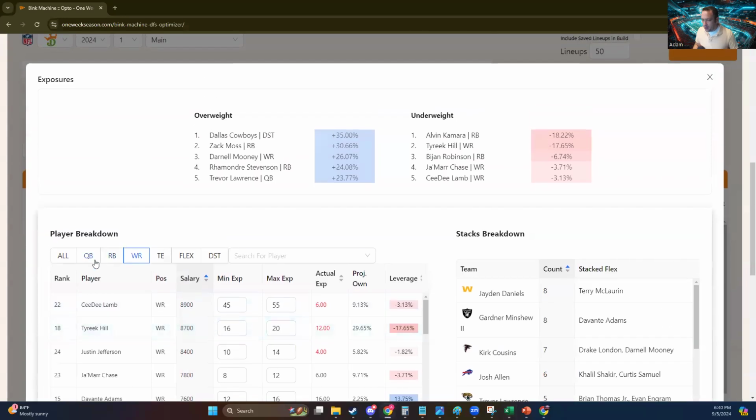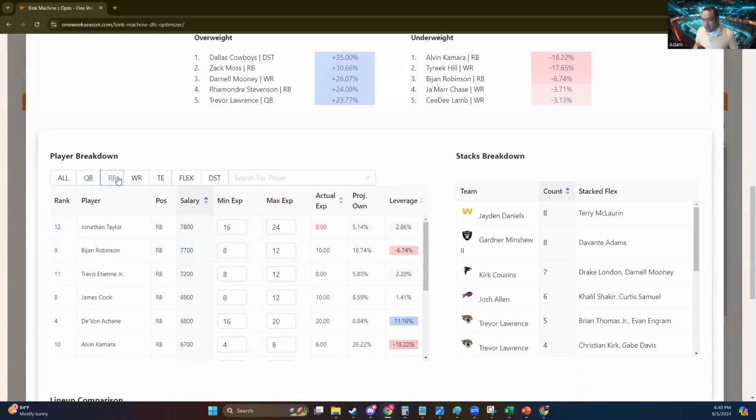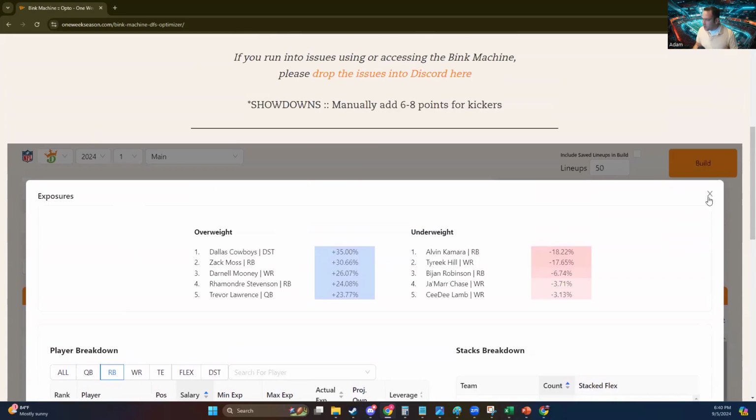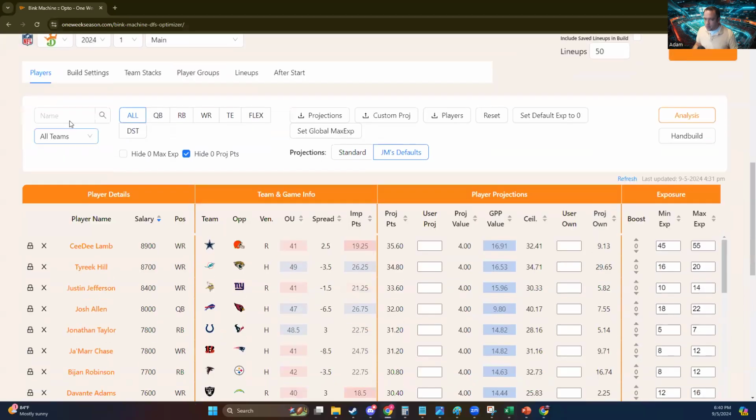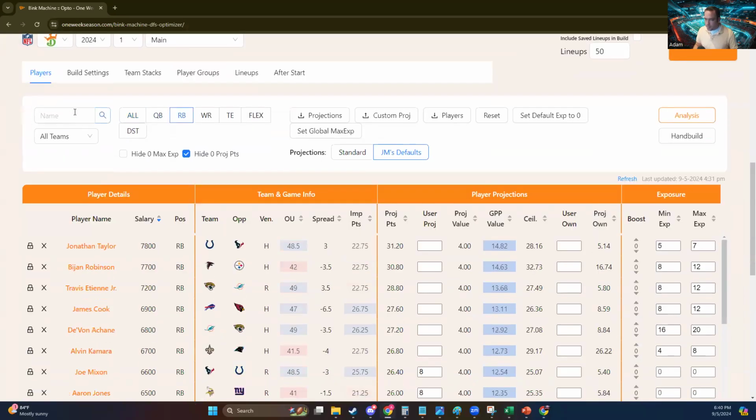This is going to make it a little bit longer, but let me try to make those adjustments. I made the adjustments in my spreadsheet. Now let's see if I can do it in real time. See if I can remember all this, right? I made Jonathan Taylor 6%, so it's between 5 and 7. Oh, sorry, I want to do this in players. So running back, Taylor, I changed it 5 to 7.